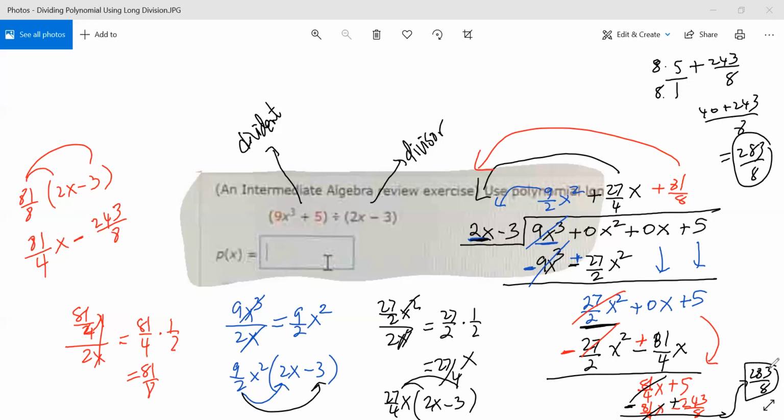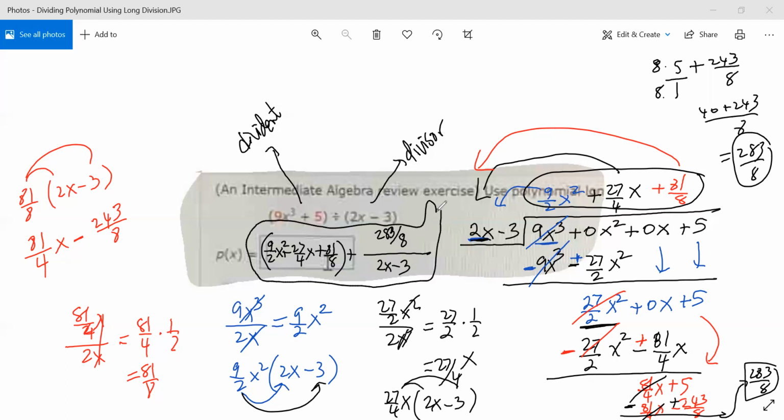Okay, now let's write down the polynomial. So when we write it first, we put the quotient, right? So we're going to put the quotient first, which is 9 over 2 x squared plus 27 over 4x plus 81 over 8, right? That's the quotient. And then plus the remainder, which is 283 divided by 8 divided by the divisor. 2x minus 3 is the divisor. Okay, so that should be it.